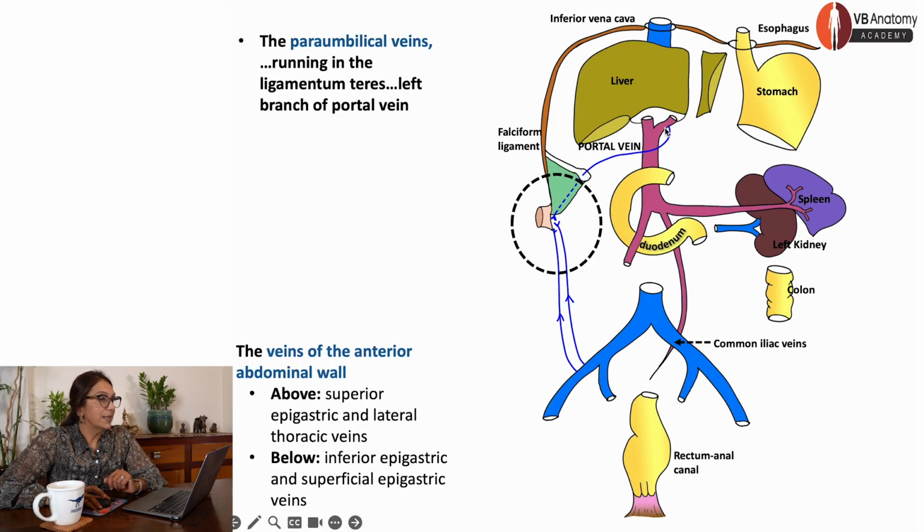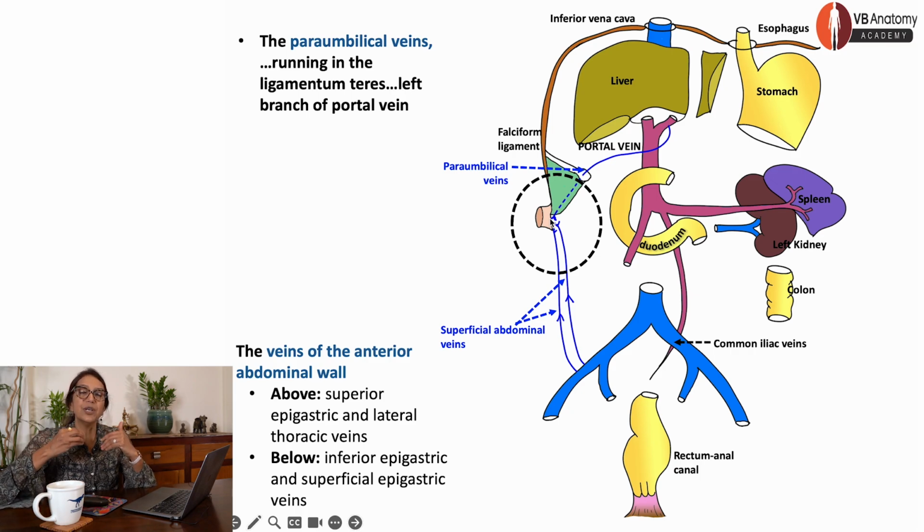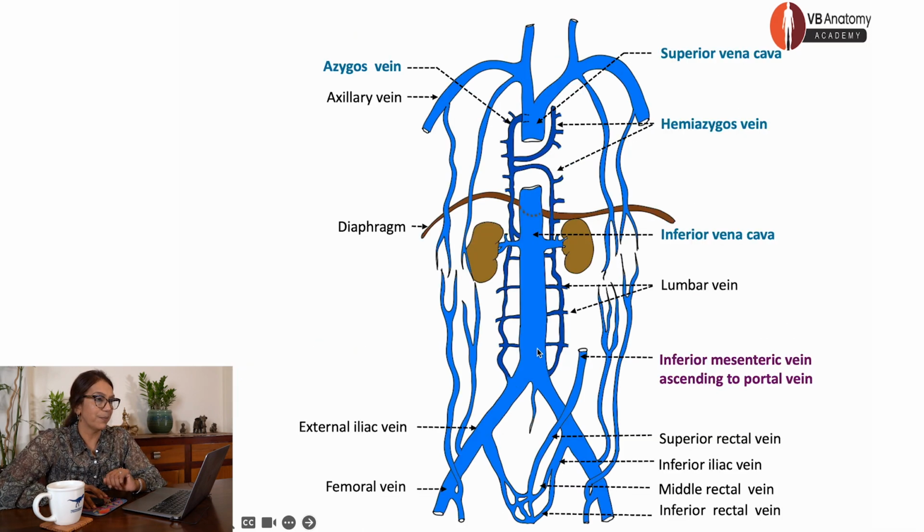Take a look again. This is your paraumbilical vein, which is passing through the falciform ligament, reaching the umbilicus, anastomosing with superficial abdominal veins. Okay. So if it cannot go through this way, it begins to go through this way, through these veins, trying to reach into the systemic circulation.